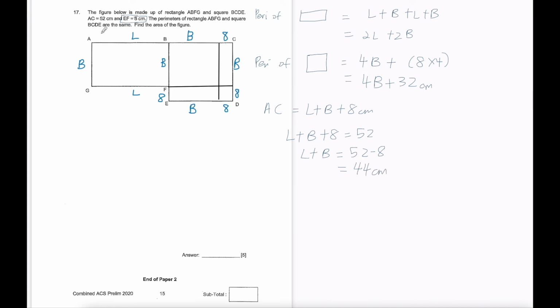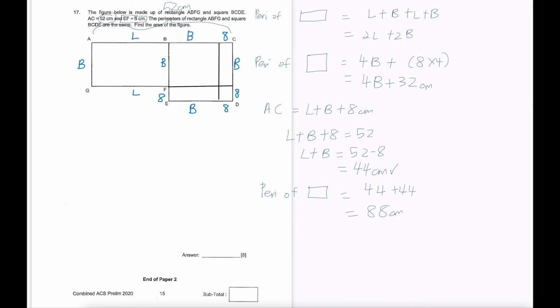Okay, I'm going to repeat. From A to C, it's 52 cm, the question told us. If I want to find just length and breadth, I just need to take 52 minus 8, which is how I get 44 cm. With this 44 cm, we can do a lot of things, because 1 length plus 1 breadth is 44. So we can find out the perimeter of the rectangle. The perimeter of the rectangle is just 44 plus 44, which is 88 cm.